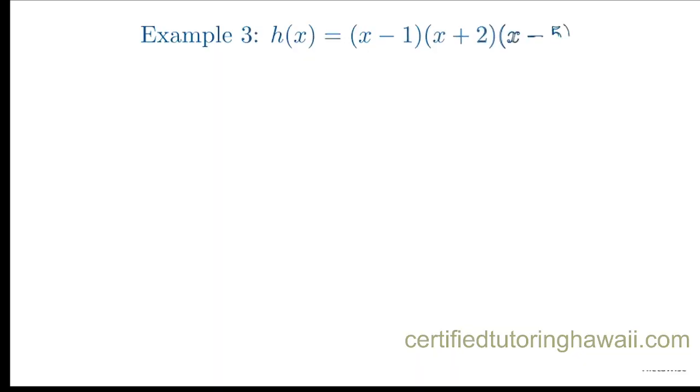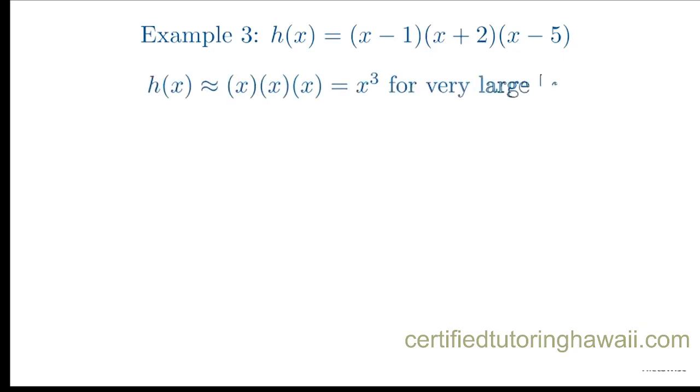The beauty of this rule is that it works even when the polynomial is not in standard form. Consider this factored form. h of x equals x minus 1 times x plus 2 times x minus 5. You don't have to multiply this all out. Just think about what happens when x is very large. In each parenthesis, the x term will dominate the constant term. So, for end behavior, h of x behaves like x times x times x.